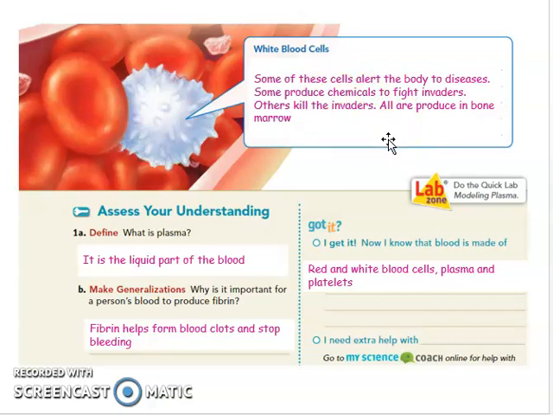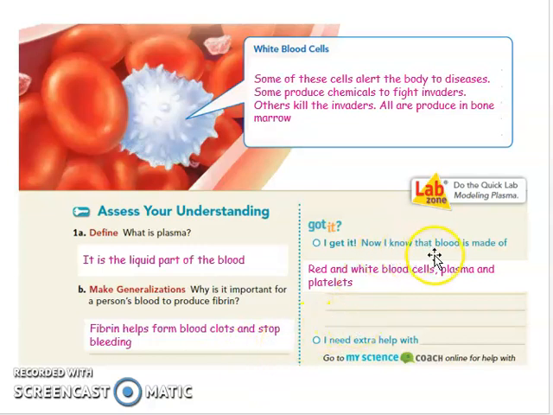So let's try to answer number 1A. Let's define what is plasma. Plasma is the liquid part of our blood. And then letter B, make a generalization. Why is it important for a person's blood to produce fibrin? As I mentioned, fibrin is the helper of platelets to form blood clots and to stop the bleeding.